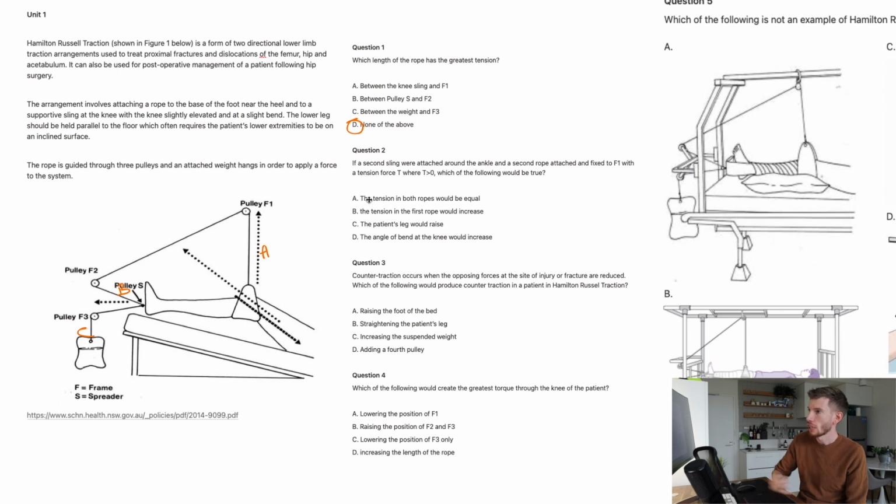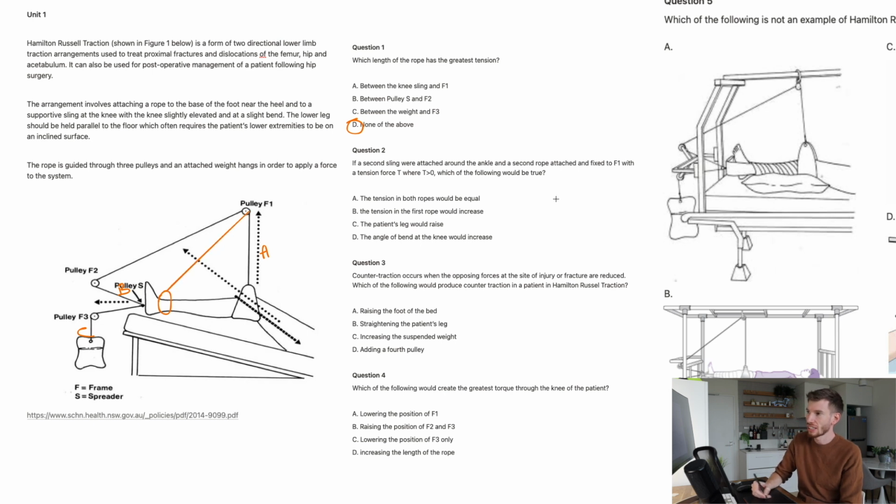So then question 2, if a second sling were attached around the ankle and a second rope attached and fixed to F1 with a tension force T where T is greater than 0, which of the following would be true? So we have to kind of navigate the wording here. So I would first try to add to my diagram. So assuming that I've already kind of scribbled something similar to this up on the scrap paper, then we've got another sling is going to be attached around the ankle and then attached through a second rope straight to F1.